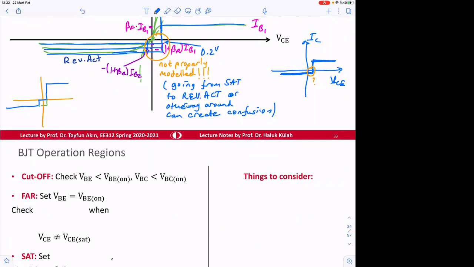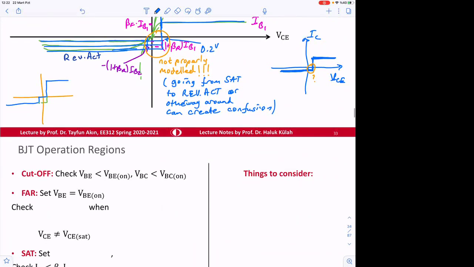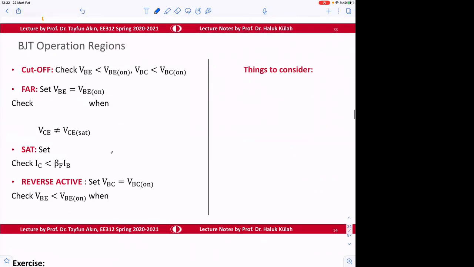Okay, so therefore, coming back to BJT operation regions, to understand if the transistor is off, cutoff, check the base-emitter voltage. If it is less than 0.7, and check base-collector. If it is less than 0.7, then you say that the transistor is in the cutoff case.